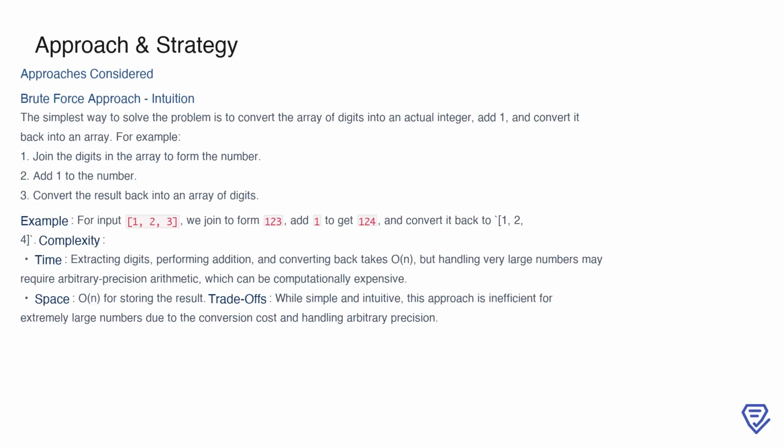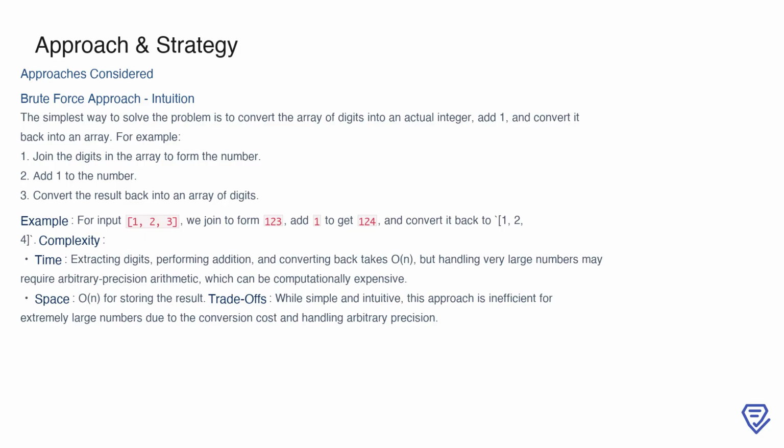The brute force approach to solving this problem is straightforward and builds on basic intuition. It involves treating the array of digits as a whole number. First, we join the digits together to form an integer representation of the number. Then, we add 1 to this integer. Finally, we split the resulting number back into an array of its individual digits. For instance, if the input is 1, 2, 3, we combine the digits to form 123, add 1 to obtain 124, and then convert it back into 1, 2, 4.